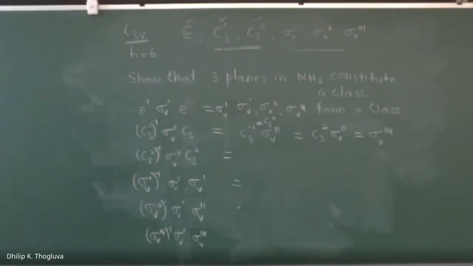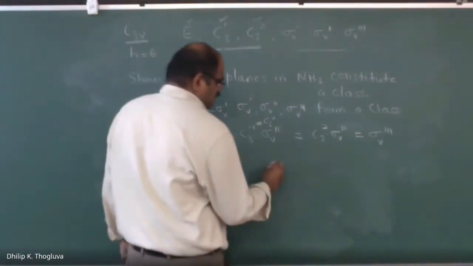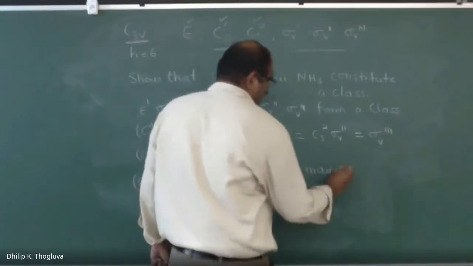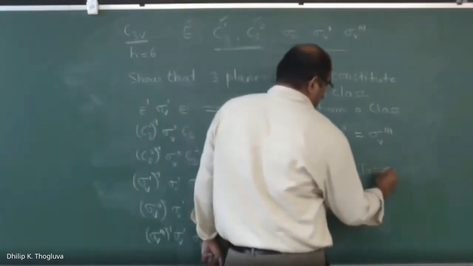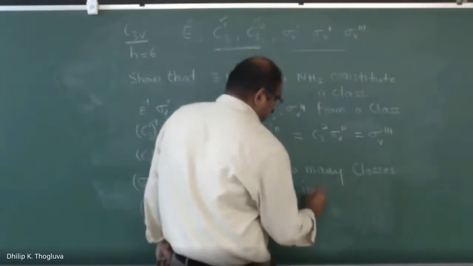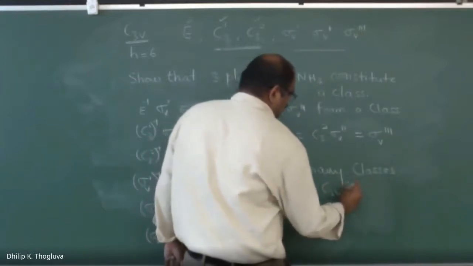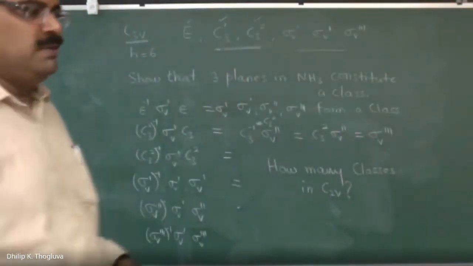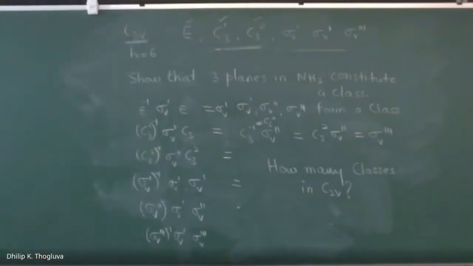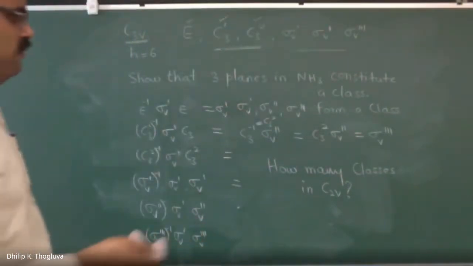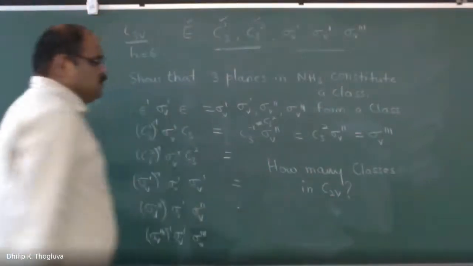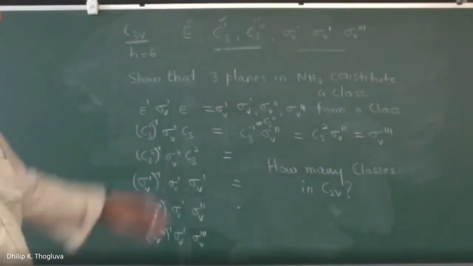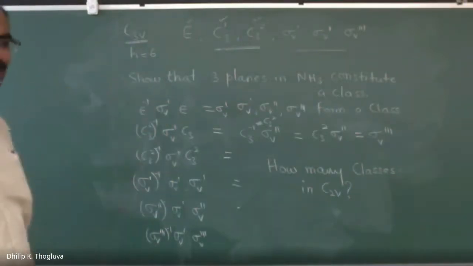Also, now you can find out how many classes present in C2V. Okay, so you can find out. So C2V has what elements? E, C2, sigma V prime, and sigma V double prime, right? So you have four. This one, so you can find out how many are there in that. So how do you do that? You take each element, and then perform similar transformation, and see what you are going to get.